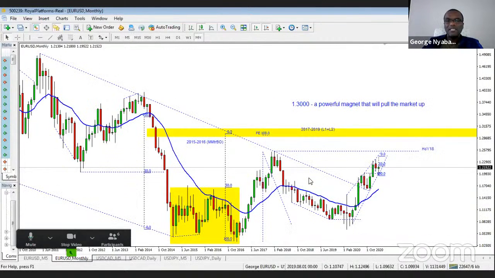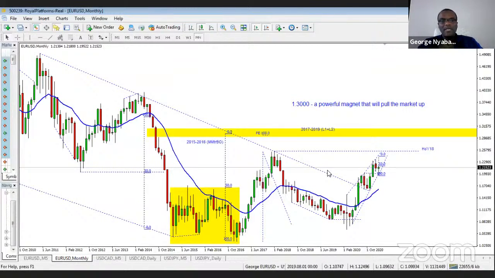While we were looking at the euro and talking about the 1.3 as a powerful magnet that is likely to pull the market up, I explained that my reasoning was firstly the measured move breakout above this yellow triangle, which gets us in the 1.3 zone, and then also the second leg of this first move. Where is leg one? The first leg went up to when the distinct pullback started, and then where would leg two start? Leg two will start where the pullback ends.